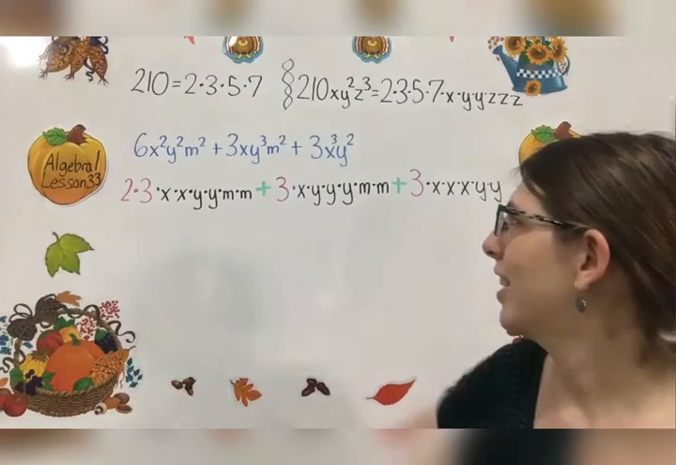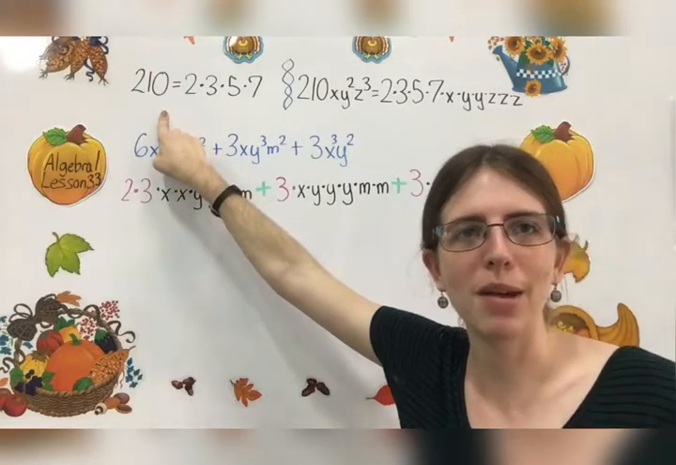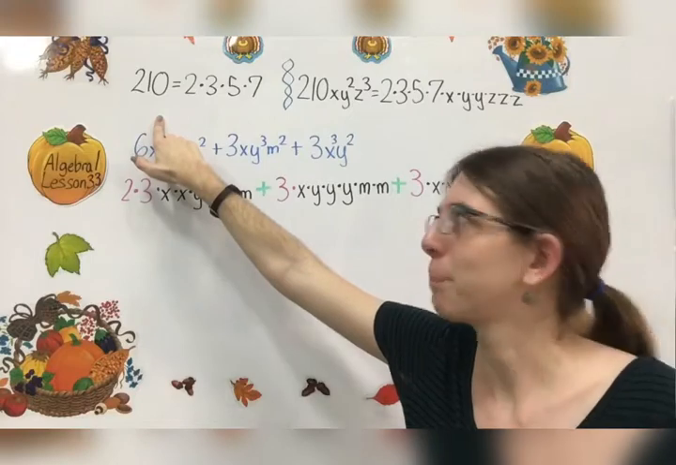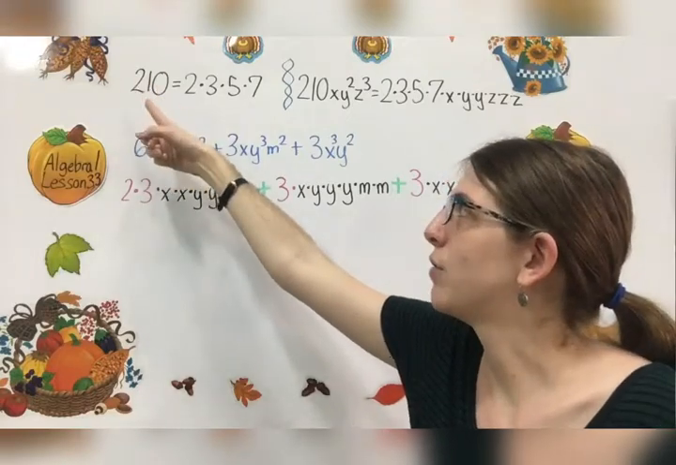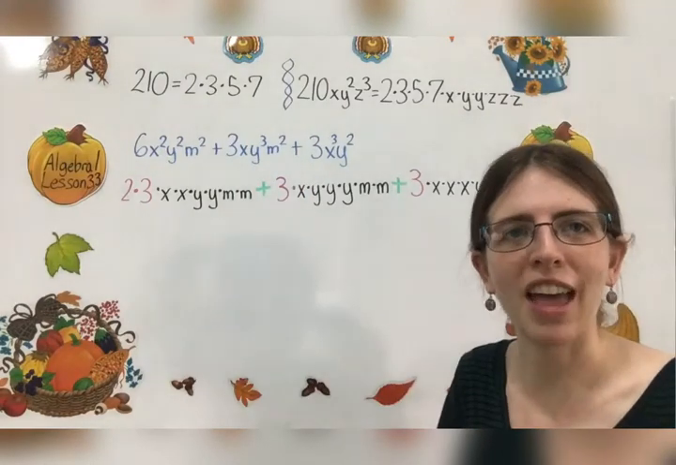Alright, look up here, I have 210. In last week's lesson we talked about dividing by prime numbers so that you could find out what all the prime factors are of a number. Well, the prime factors of 210 are 2, 3, 5, 7. So I could write out 210 that way.